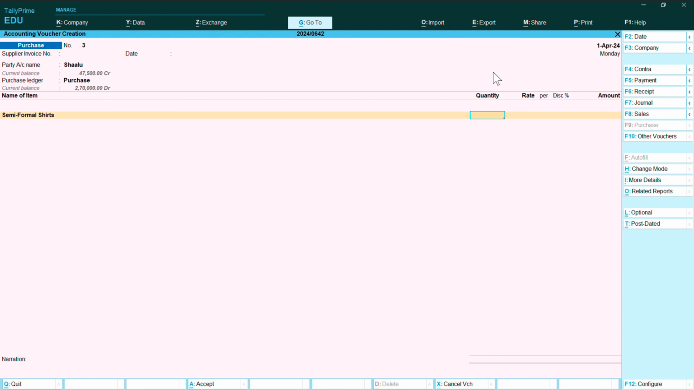Here the purchase was unregistered. If the purchase was unregistered, then we don't need to charge any GST on it. But in the case of sales, registered or unregistered doesn't matter. We always have to charge GST on sales.